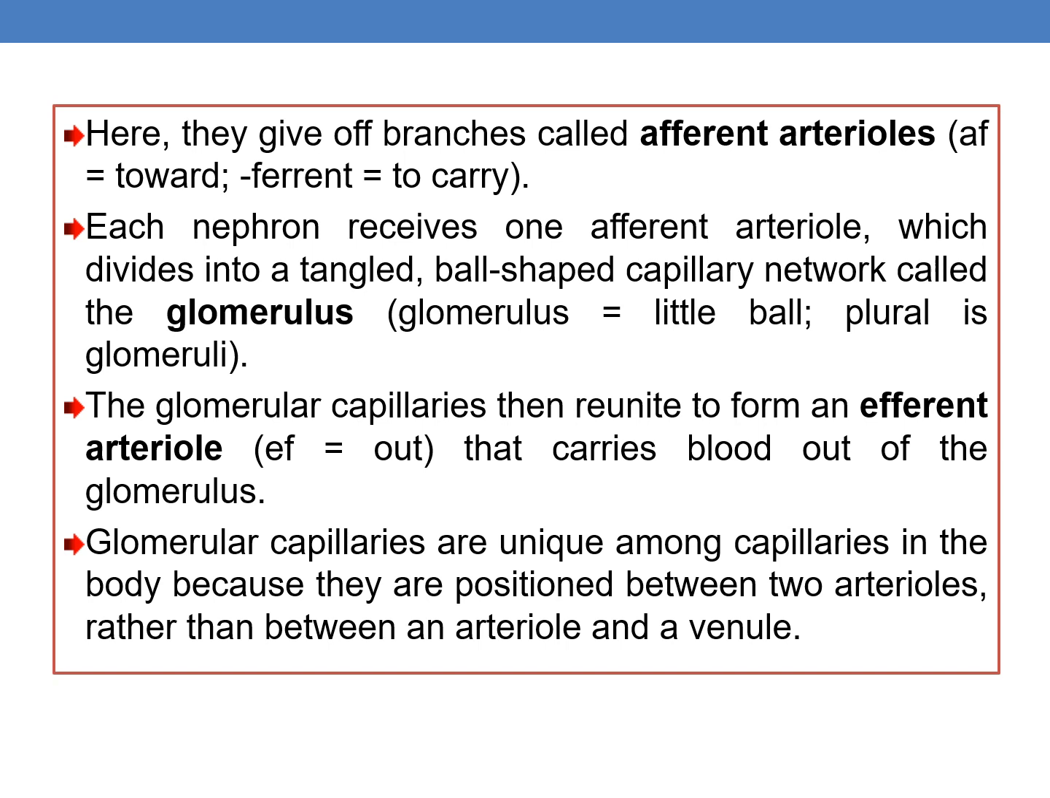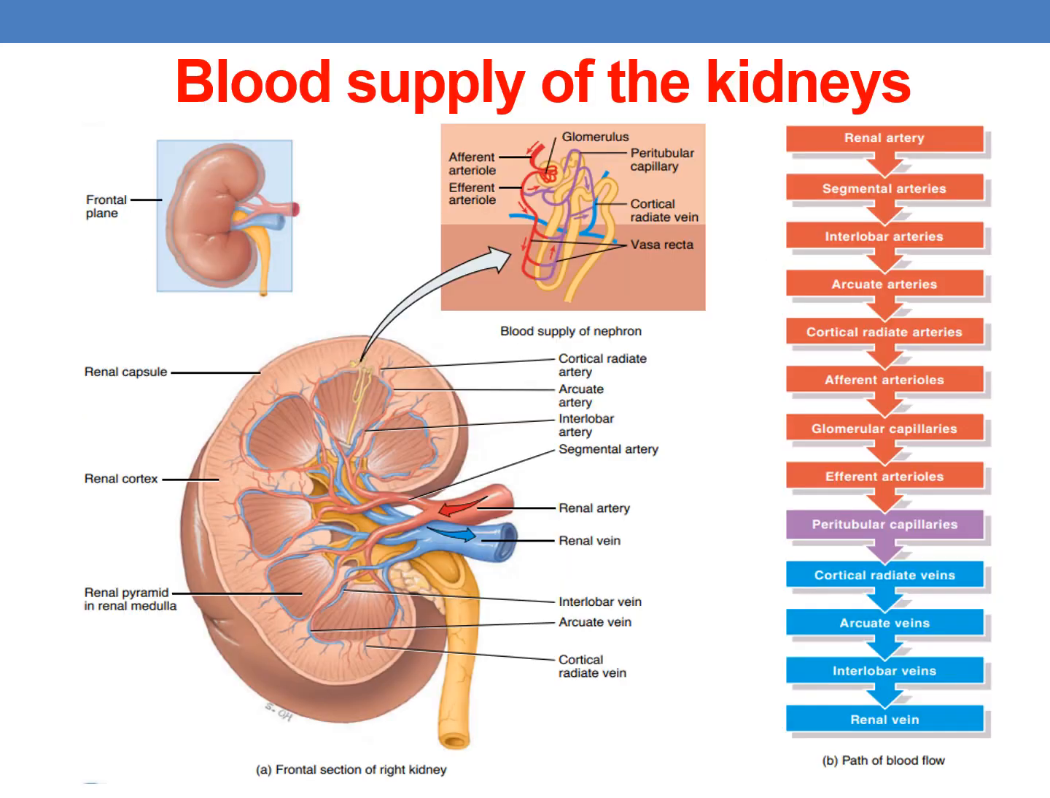The glomerular capillaries are unique among the capillaries in the body because they are positioned between two arterioles rather than between an arteriole and a venule. Here you can see the schematic representation.